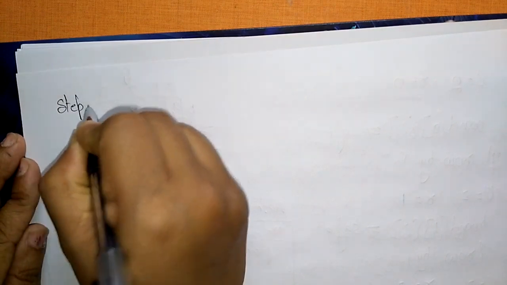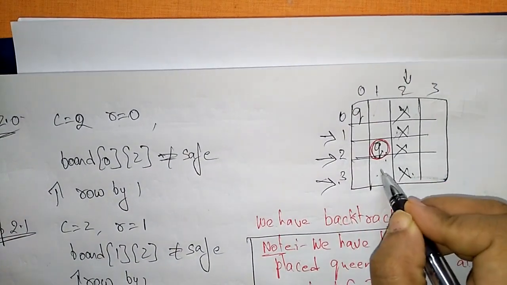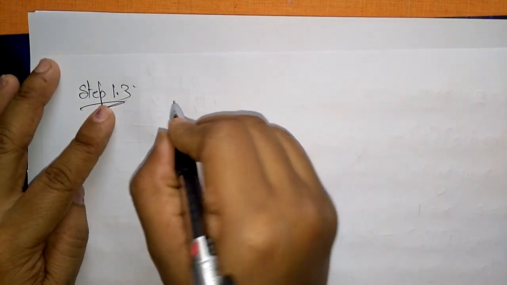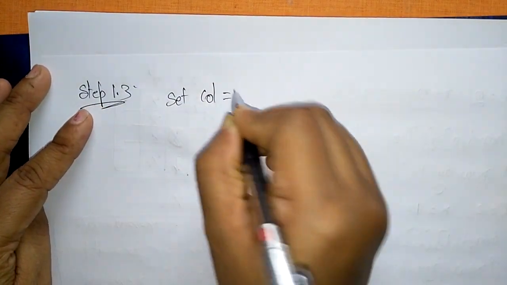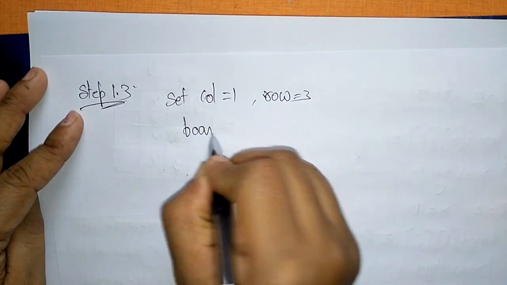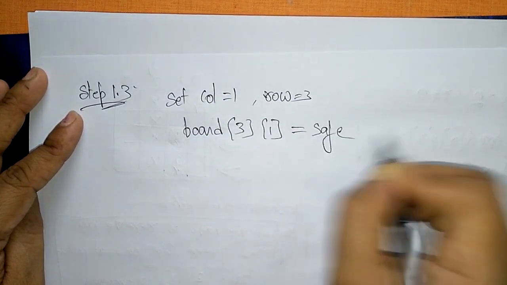Now this is a new step, step 1.3. Why am I taking it as 1.3? Because this is the first column and third row. I am just removing this and placing Q here. So that's why I am checking now whether step 1.3 is free or not. So set column equal to 1 and row equal to 3. Now check board 3 of 1, is it safe or not? Yes, it is safe.